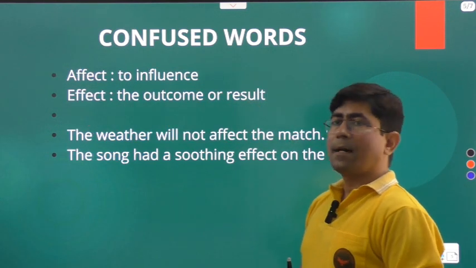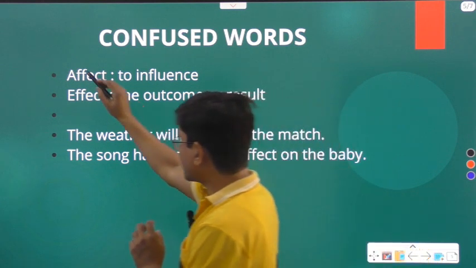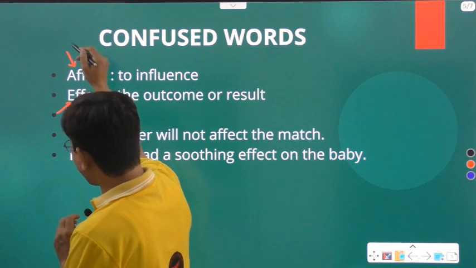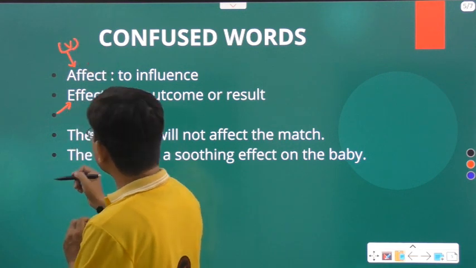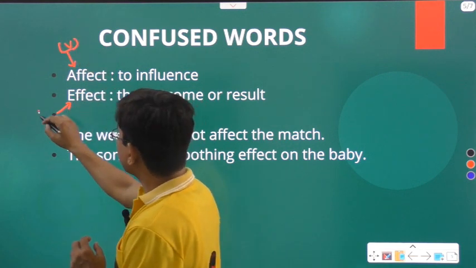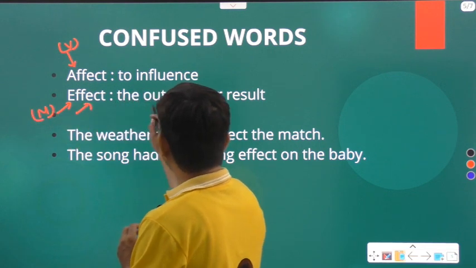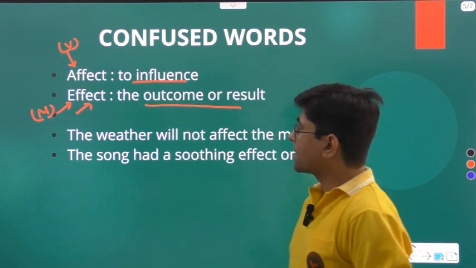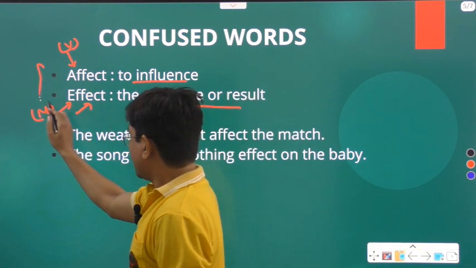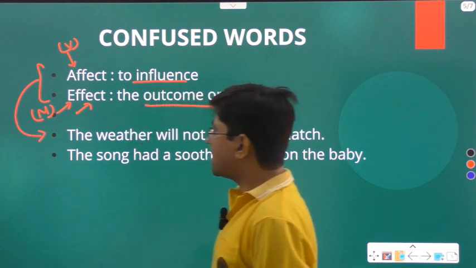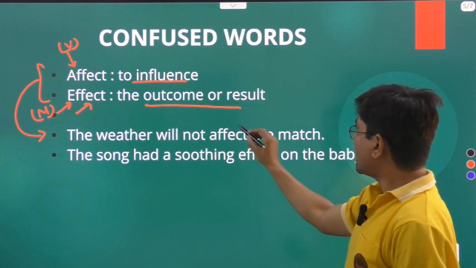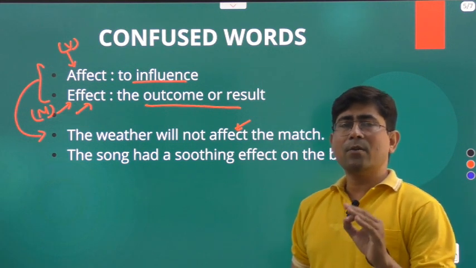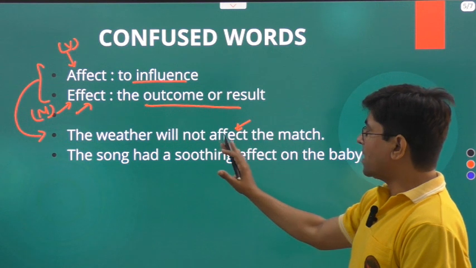These two words, affect and effect. Again, the parts of speech are different. Affect is used as an action verb, a verb, an action word, and effect is a noun. Effect means the end result, outcome or result. And affect means to influence. Okay. Let's use these two words in sentences. The weather will not affect the match. Will not affect the match means will not influence the match.